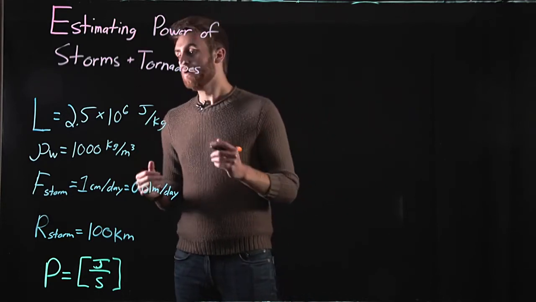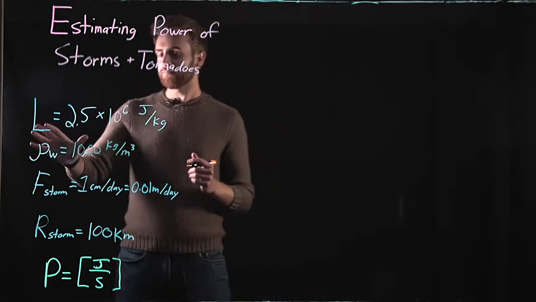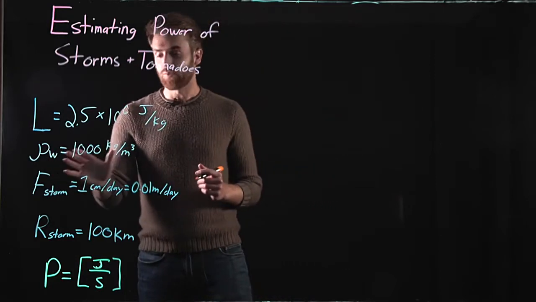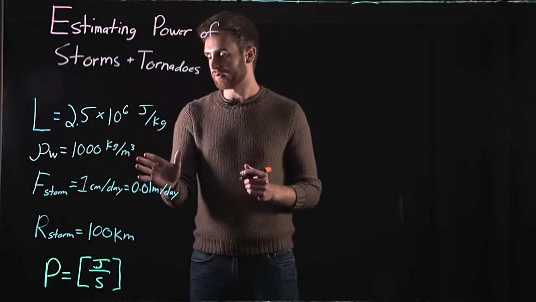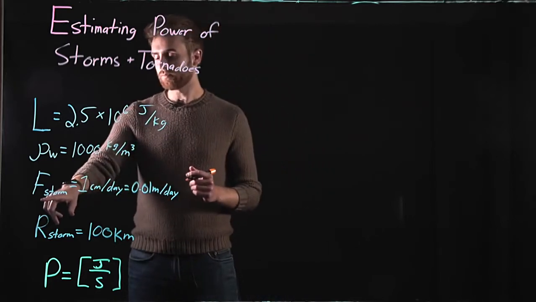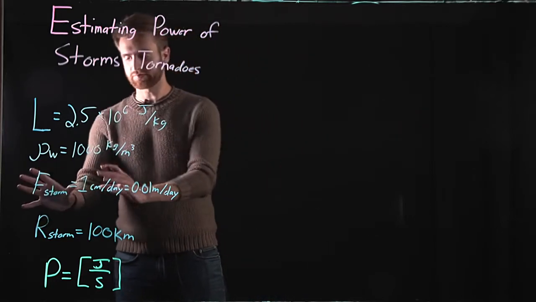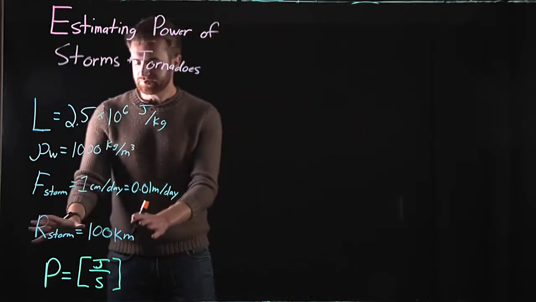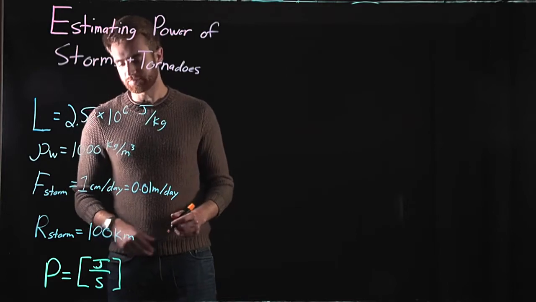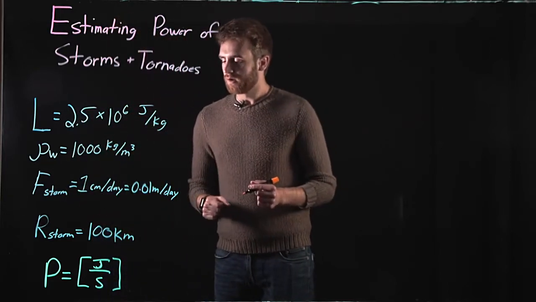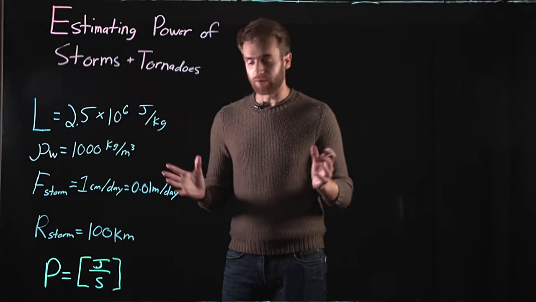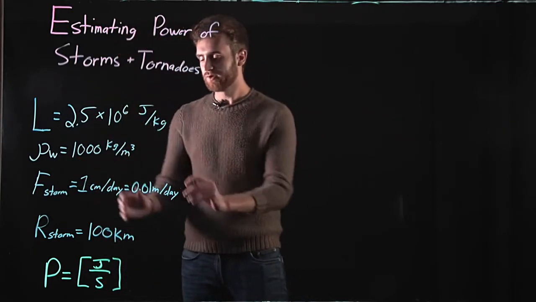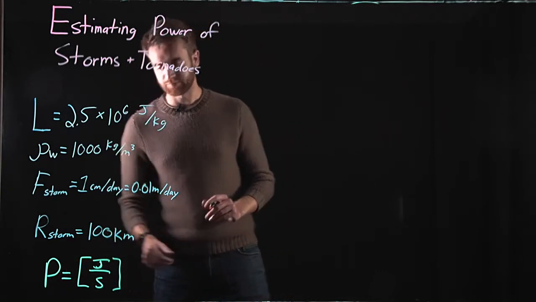and into the atmosphere. So the latent heat of condensation is 2.5 times 10 to the 6 joules per kilogram. The density of water is 1,000 kilograms per meter cubed. The rainfall per day, or sort of this rainfall flux term, is 1 centimeter per day. And the radius of the storm is 1,000 kilometers, so a pretty big storm. And of course, the units of power is joules per second. So we need to take these variables and back out power or joules per second.